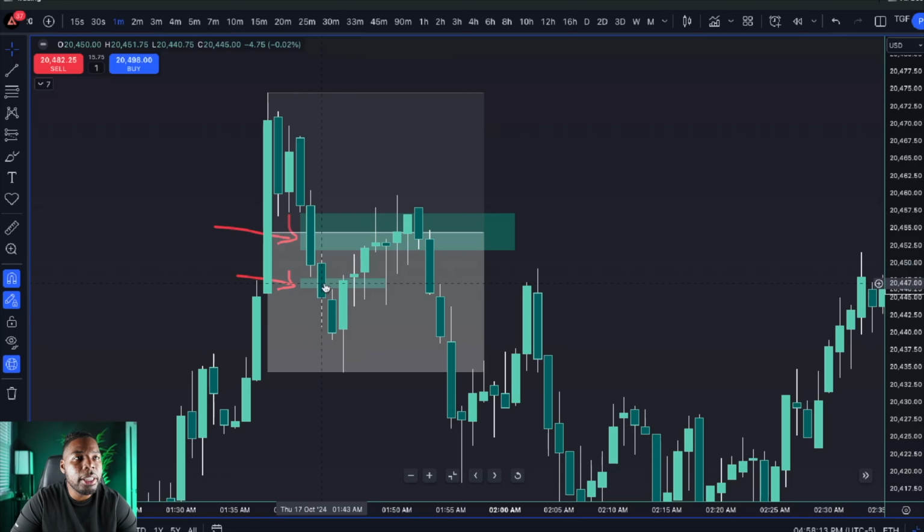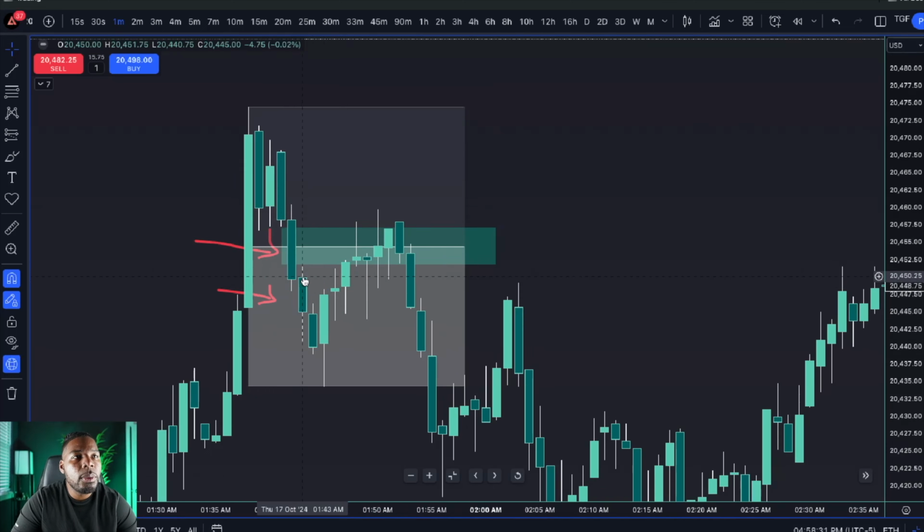So in this scenario, this sell side imbalance or fair value gap was too low. It was already in discount, meaning that I would only want to buy from this level up to premium. So this would not be a tradable fair value gap. So now let's look at this fair value gap and how it reacted.